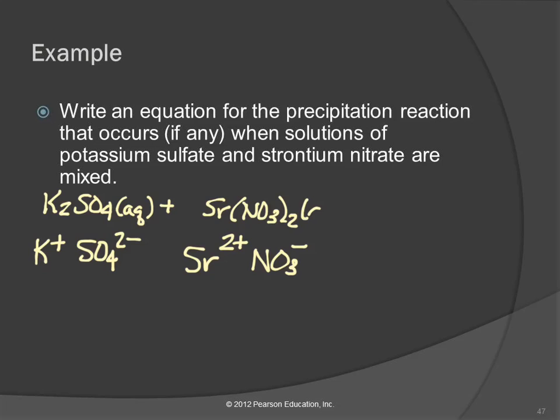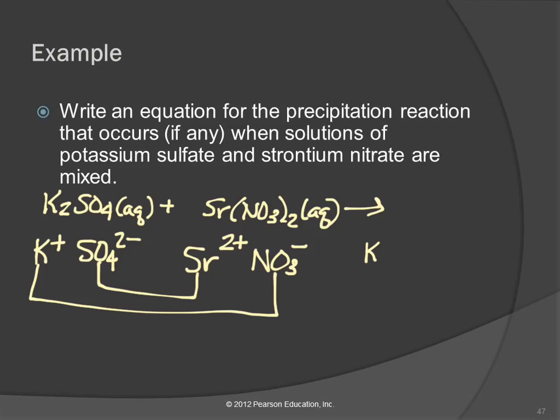So those are our reactants, and then we're going to swap partners. Try out strontium with sulfate and potassium with nitrate. So potassium and nitrate, strontium and sulfate. We go to the table of solubility rules. We find potassium at the top of the list, soluble. So this guy's going to be soluble.